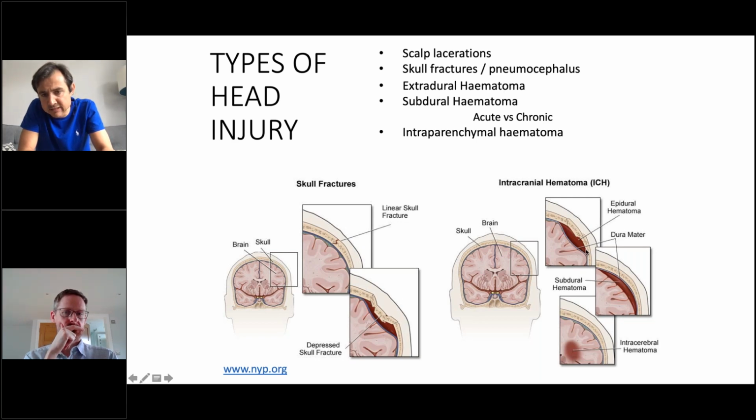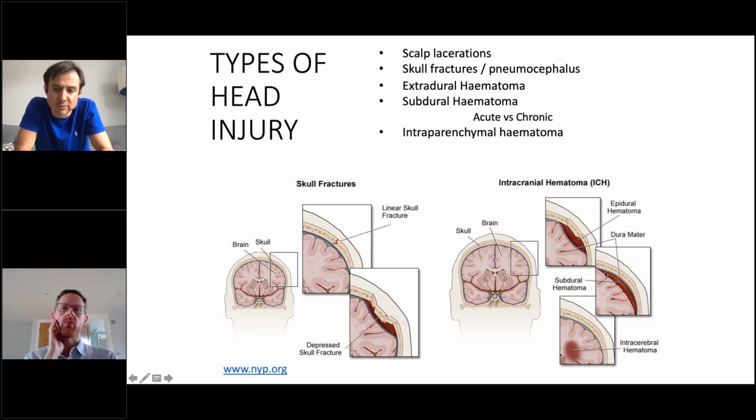Extradural hematomas have this lens shape, so they look like a lens, so they're lentiform. And the reason they're lentiform is because they're held in place by the margin of the dura where it attaches to the sutures. So that's the reason you get this lentiform shape within an extradural hematoma.